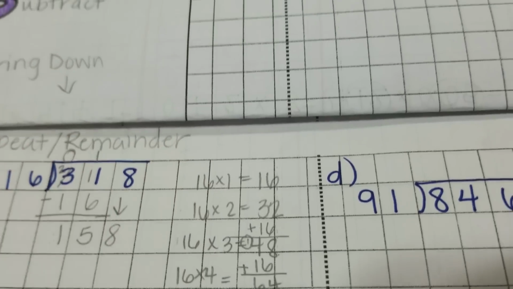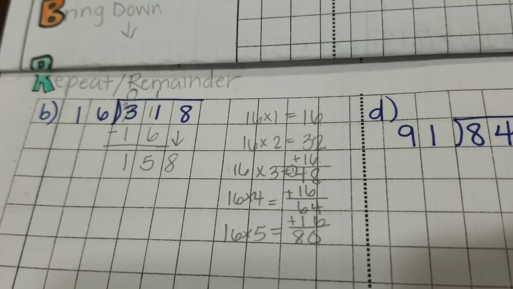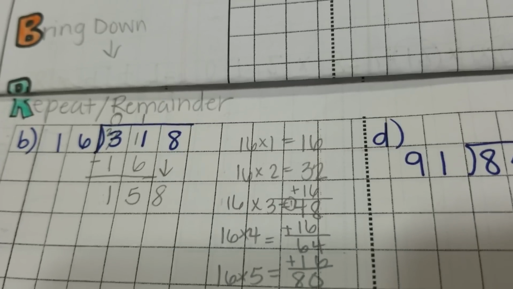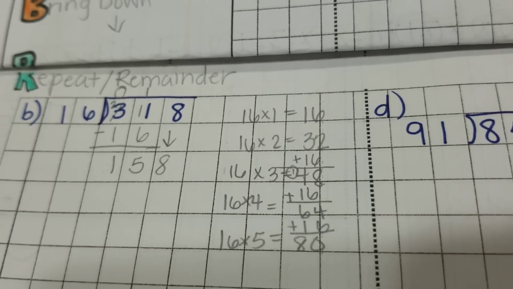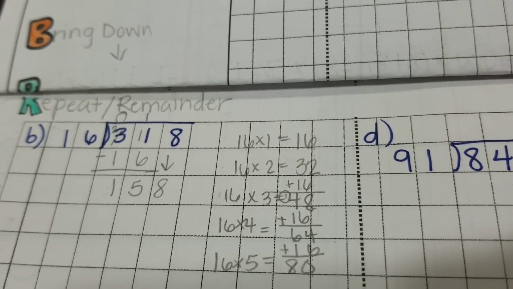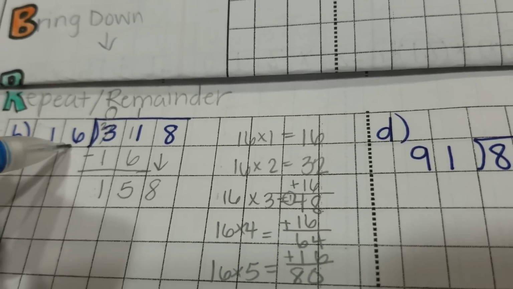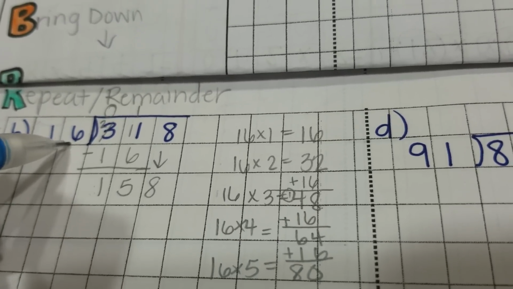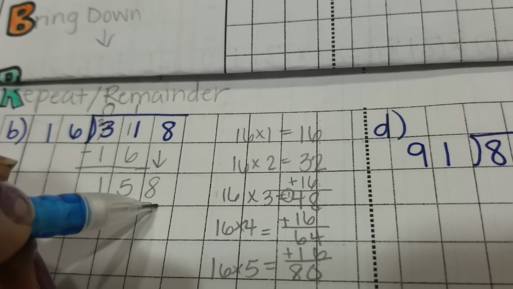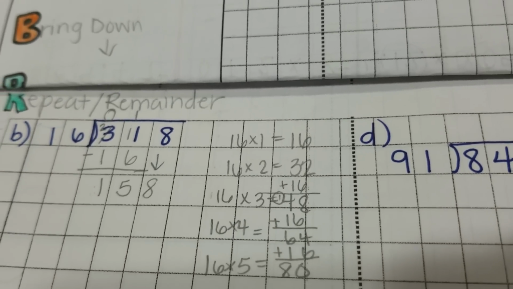Okay. So now we have 158. We need to see how many times 16 goes into 158. One of the things you can also think of, especially as your divisor numbers get bigger, is to look at the last digit. Do we know a number times 6 that ends in an 8?